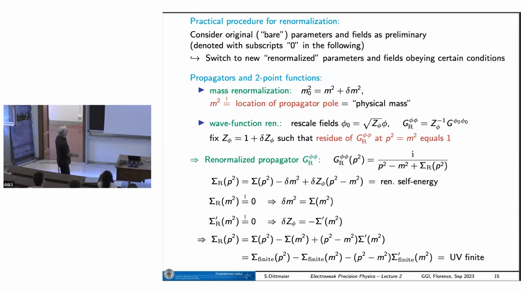So you can actually insert these results here back into the form of the renormalized propagator. You find it then here, and you see actually that if you expand the self-energy around the location of the pole, there should be a minus sign here. This is just then taking away the first 2 terms in a Taylor expansion around that pole.